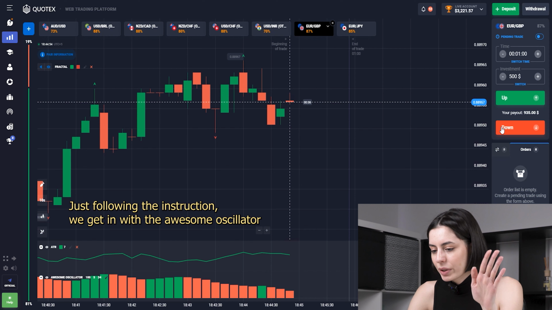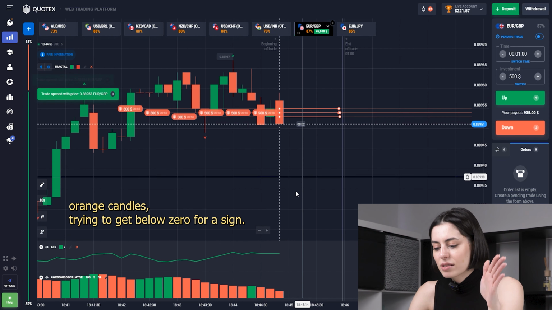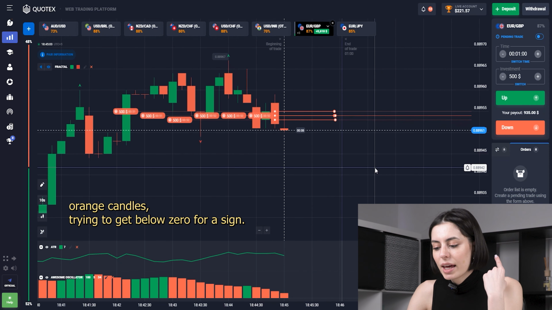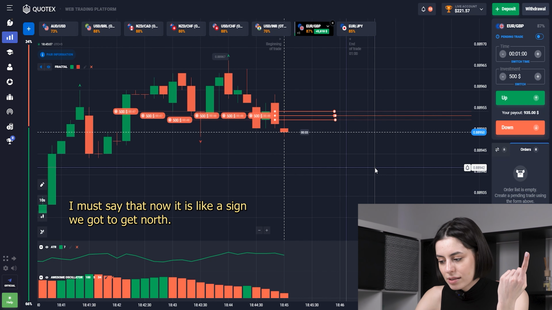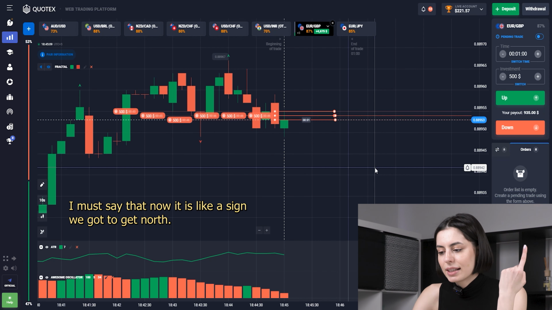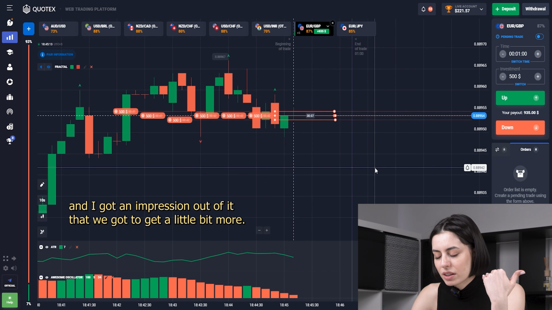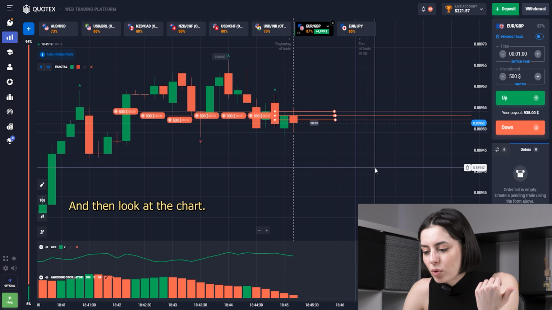Just following the instruction. We get in with the awesome oscillator. Orange candles trying to get below zero. First sign. Look at the ATR. I must say that now it is like a sign we gotta get downward. So here's just like a heel, and I got the feeling and an impression out of it that we gotta get a little bit more downward.